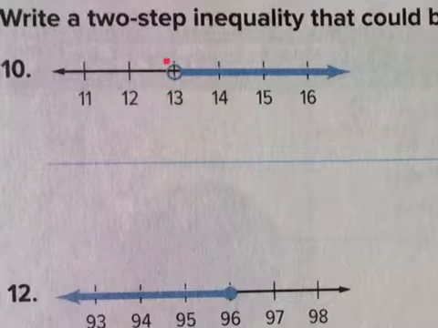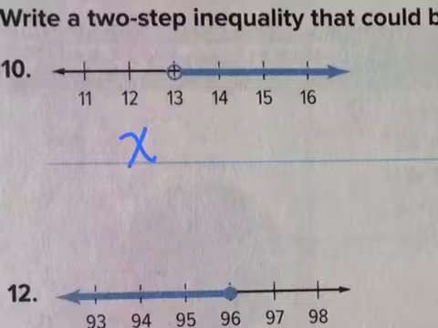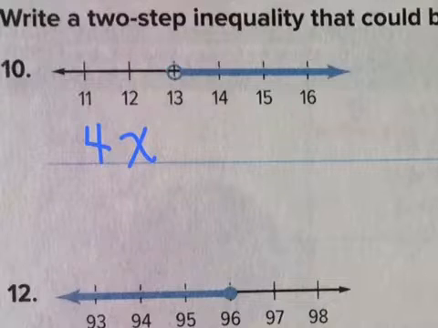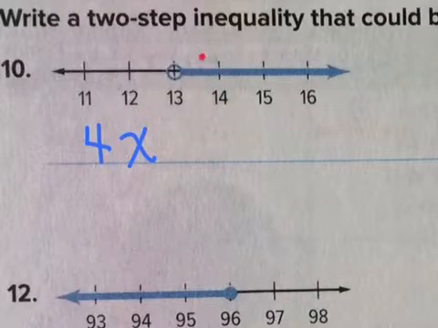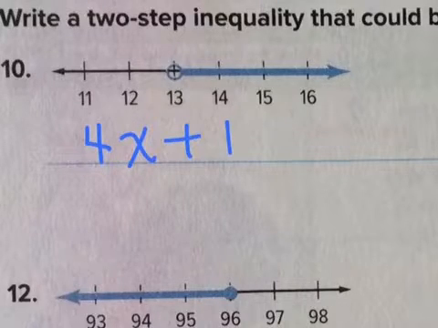It doesn't have to be 13. It's not solid. It has to be greater than 13. So let's say our variable x has to be greater than 13. And let's say I decide to multiply it by 4. 4 times, let's say 14. Or 4 times 15. Let's say it's 15. 4 times 15 is 60. And let's say I add 1 to it. That's going to give me 61.